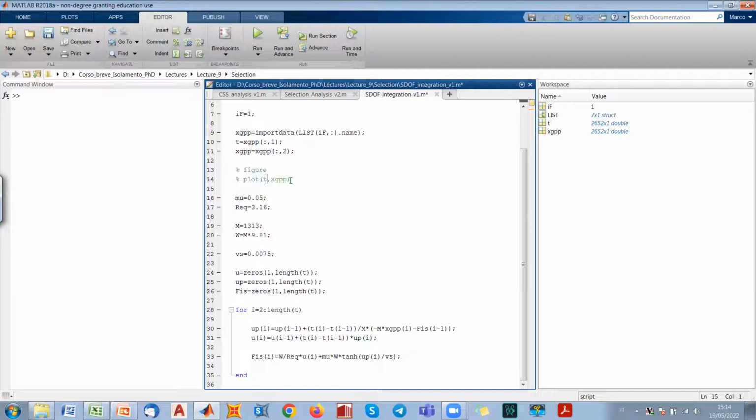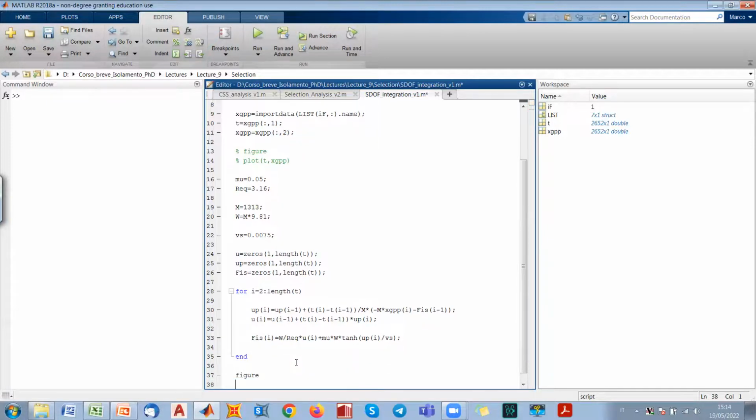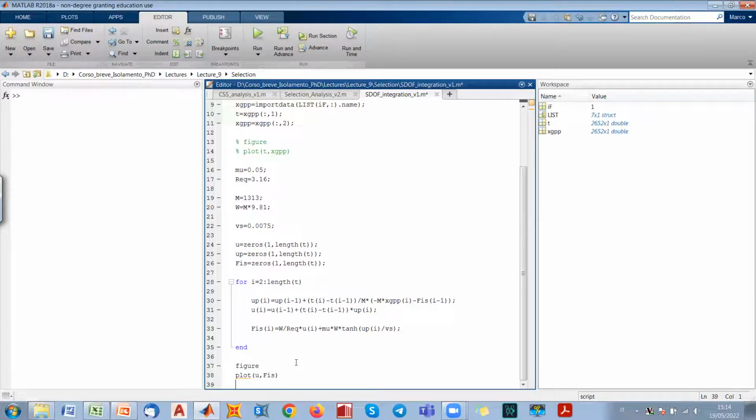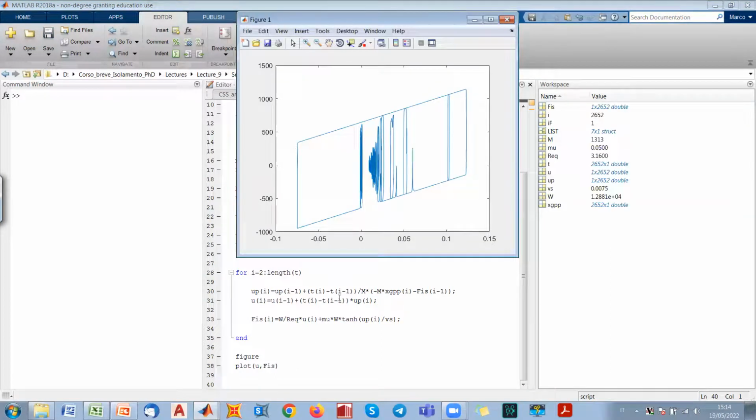Okay, let's comment this because we don't want to see anymore the ground motion, but we are interested in seeing the force displacement hysteresis. So U and force isolation. Let's check if everything works. Okay, so this is the result. You see that approximately less than 1 second just for the ground motion integration. And this is something very similar to what we obtained yesterday.